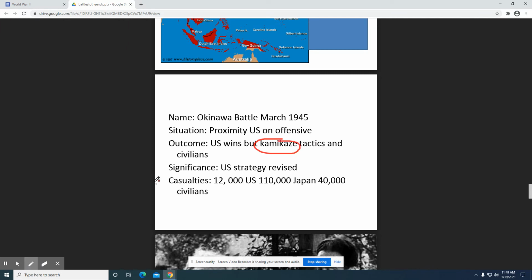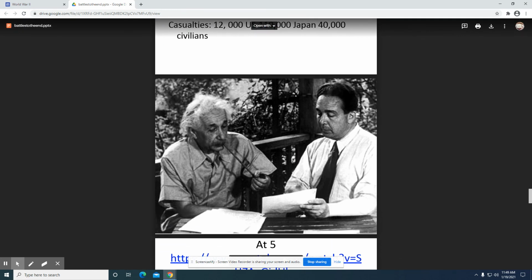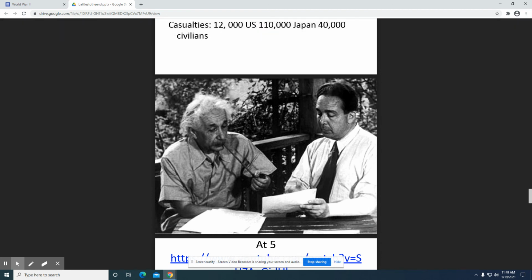You're dealing with kamikaze tactics, which pretty much means let's just get in the plane and let's just attack the target. And now we're starting to see the use of civilians. Also, keep in mind the U.S. casualties are starting to increase at this particular point. And that's ultimately where the decision to use the nuclear bomb is going to come in.